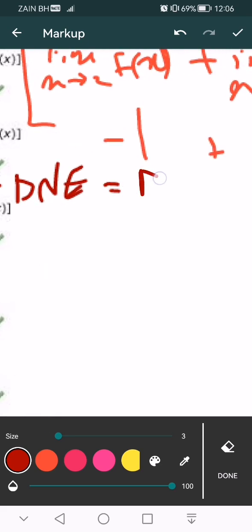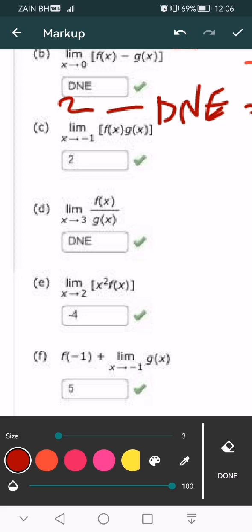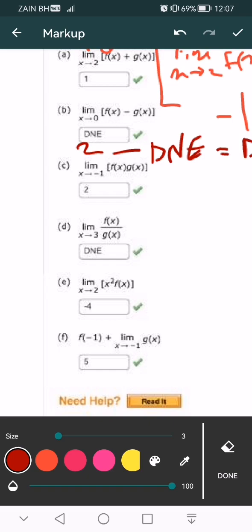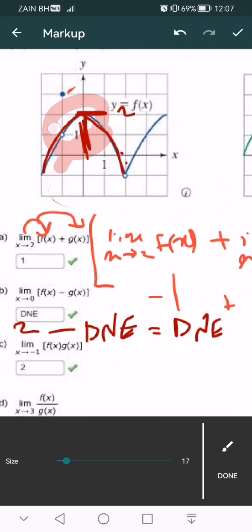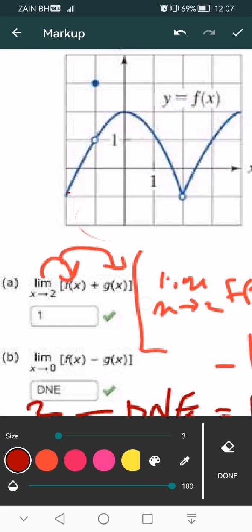Okay, let's move now. The question says also limit x goes to minus 1 for f of x multiplied by g of x. When I come, I have to multiply it. I have to find both values and multiply them with each other. So minus 1, where is the minus 1? Okay, here is minus 1. What is the value when I come from the left side? It is equal to 1, and from the right side it is equal to 1, so the value is 1.